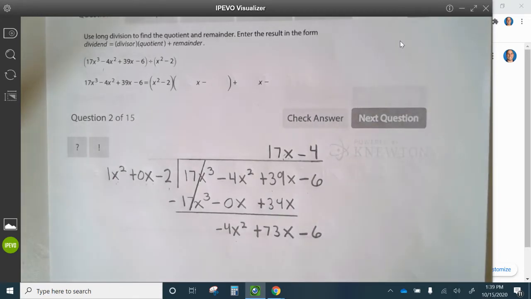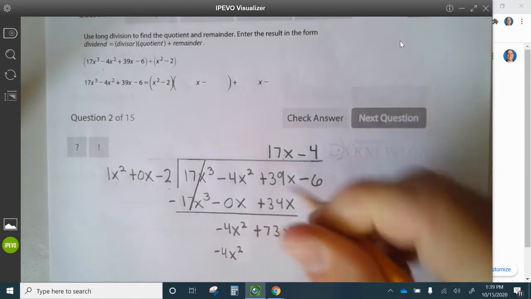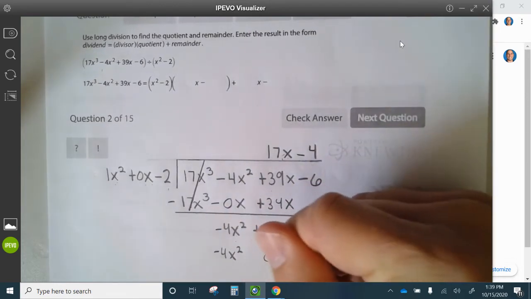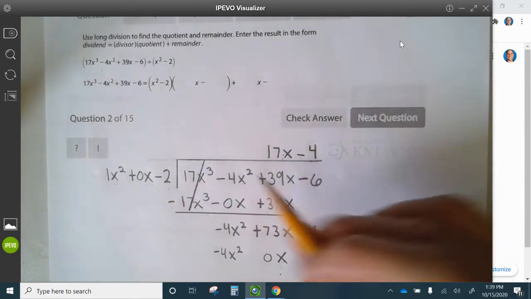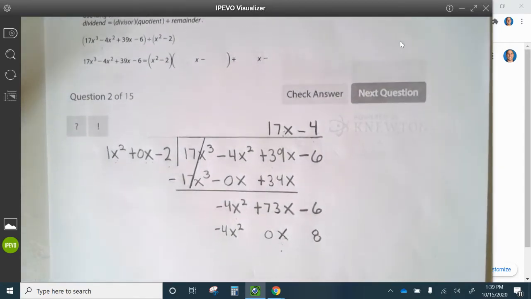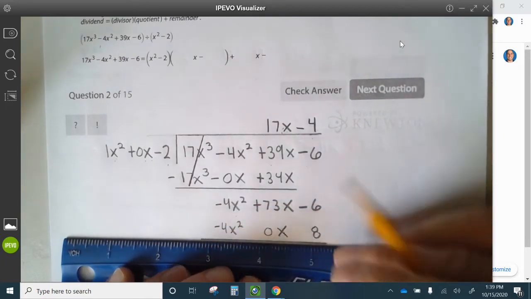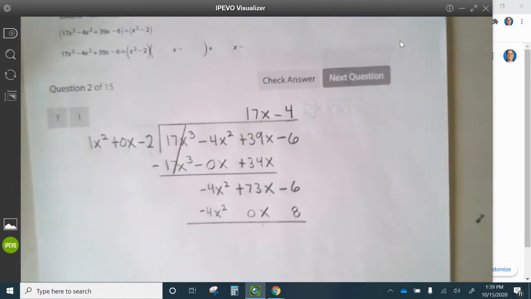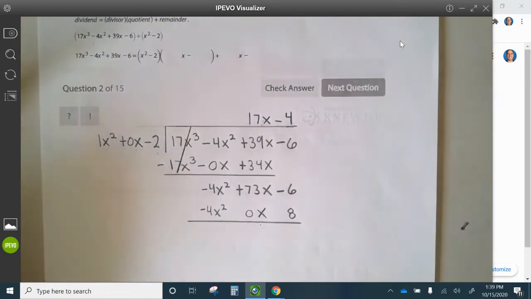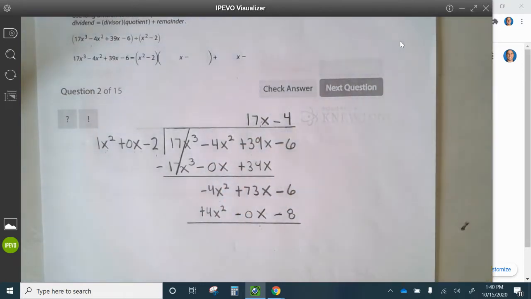Okay, so now we multiply. Negative 4 times x squared is negative 4x squared. Negative 4 times 0x is 0x. Negative 4 times negative 2 is a positive 8. And now we subtract. Actually, let me move the camera up just a little bit. All right, so we subtract, that becomes a positive, minus, minus.